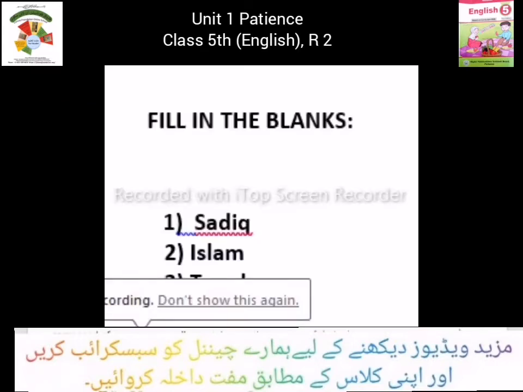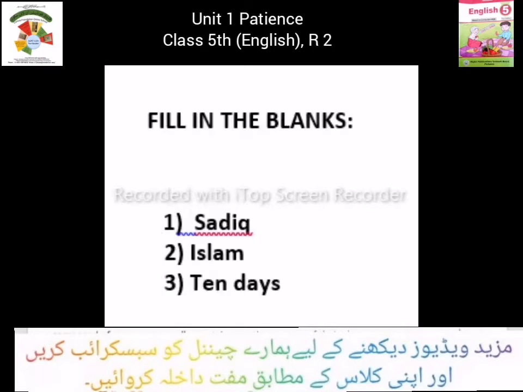Okay, so these are the words that you can put in these blanks. The first sentence is Rasulullah sallallahu alaihi wasallam was called dash due to his truthfulness. So that is Sadiq. Next is the people of Taif refused to accept dash, Islam. Rasulullah sallallahu alaihi wasallam stay in Taif for how many days? That are 10 days. So these are the correct words.